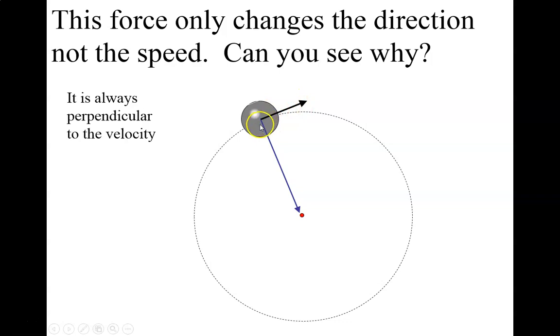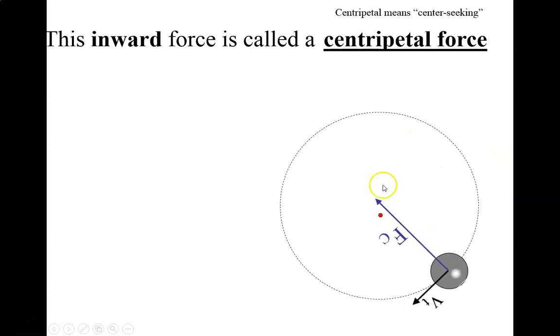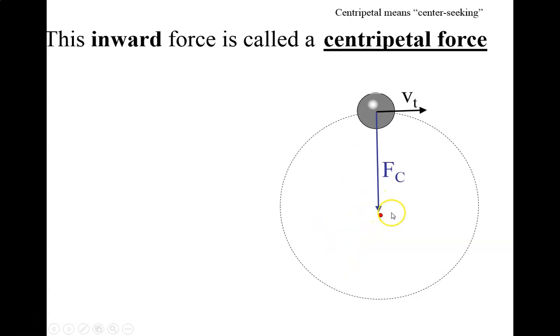It's always perpendicular, and if the force is perpendicular to the motion, it doesn't change its energy. So it doesn't change its velocity. Force and distance have got to be parallel, or at least in some component, in order for there to be work done. So this inward force that's causing the object to travel in a circle is called the centripetal force. A lot of times abbreviated F sub c for centripetal force.